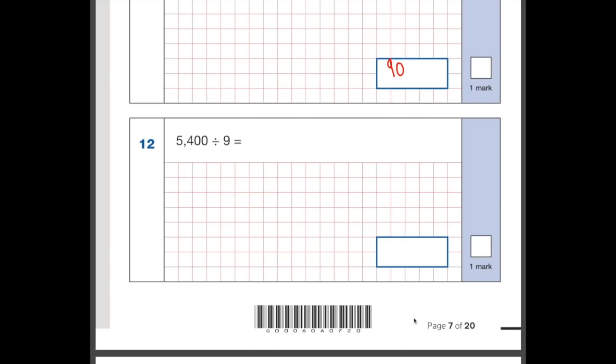Number 12, 5,400 divided by 9. Again, it's similar to the one above. I would just get rid of the zeros and pretend that's 54. 54 divided by 9 would be 6. Now we've got to add those 2 zeros back on, so our answer is 600.